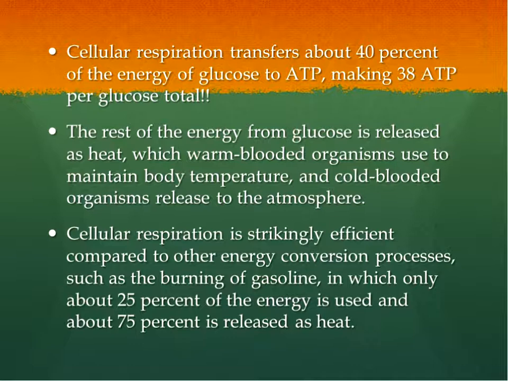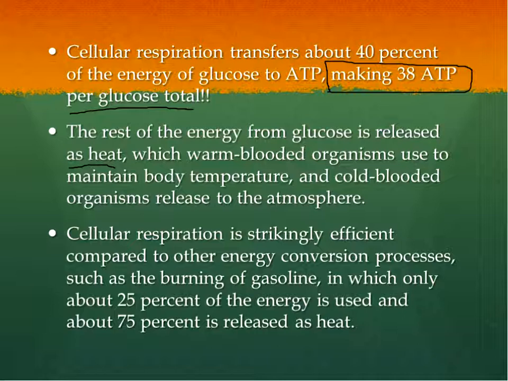And remember, it transfers about 40% of the energy of glucose to ATP, and it makes 38 ATP. So our body is pretty efficient. Like out of 100% of the glucose, it uses about 40% of it. So that's pretty good. And remember, we know it makes 38 ATP per glucose. So remember that number 38. The rest of the energy from glucose is released as heat, which warm-blooded animals use to maintain body temperature. Cold-blooded animals release the heat to the atmosphere, so they're not efficient at all.